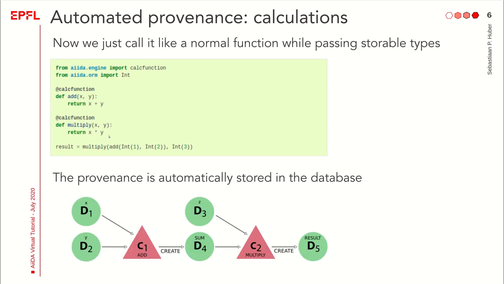AiiDA will automatically store all the steps and record this in its database in the provenance graph. And the way it's presented is exactly like this. So these Int nodes have now been represented by these green circles. So x and y are data 1 and data 2. And they've been passed into the add function, which is now represented as this calculation node in the database. It produced the sum, called d4, which in turn, together with d3, is passed into the multiply, which is also represented, and finally produces the final result, d5.